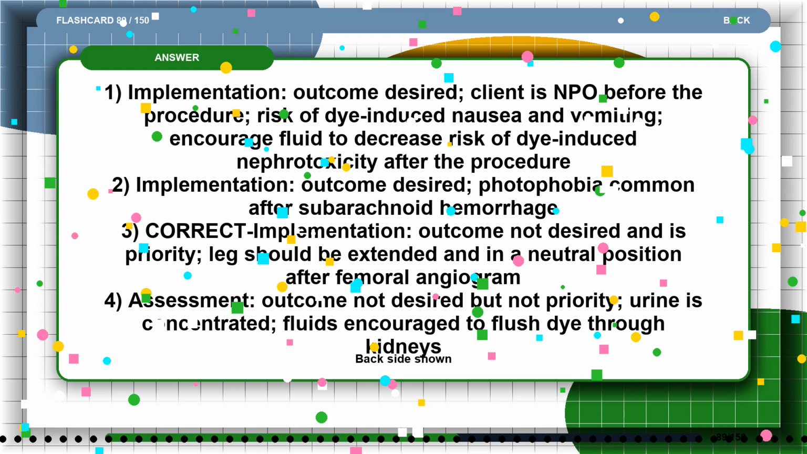The answer is 3. 1. Implementation. Outcome desired. Client is NPO before the procedure. Risk of dye-induced nausea and vomiting. Encourage fluid to decrease risk of dye-induced nephrotoxicity after the procedure. 2. Implementation. Outcome desired. Photophobia common after subarachnoid hemorrhage. 3. Correct implementation. Outcome not desired and is priority. Leg should be extended and in a neutral position after femoral angiogram. 4. Assessment. Outcome not desired, but not priority. Urine is concentrated. Fluids encouraged to flush dye through kidneys.